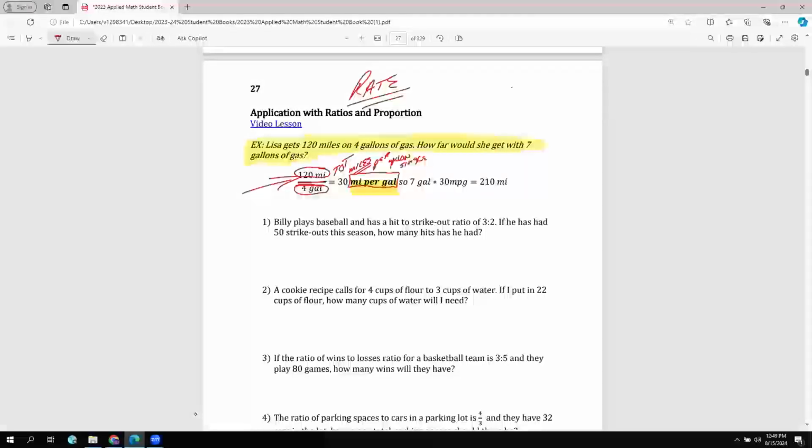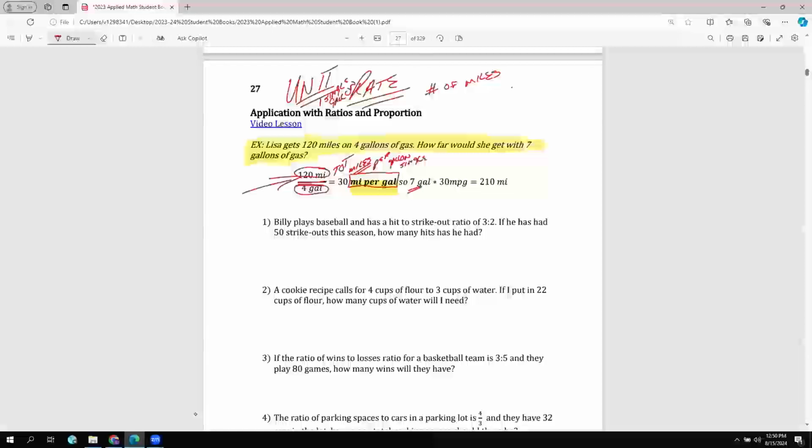That's pretty powerful information because now what we've described with that rate is something called a unit rate. A unit rate means that for every one single gallon of gas, I will go a certain number of miles. This is very powerful information because if you know that you will go 30 miles for every single gallon of gas, then what happens if you put in 7 gallons?